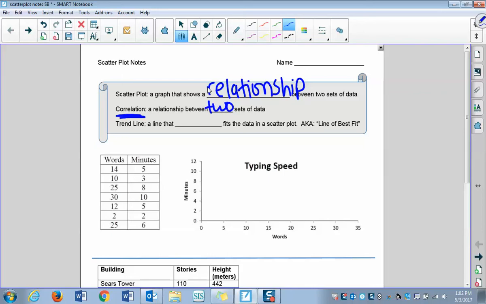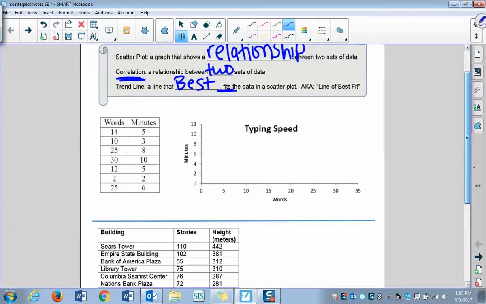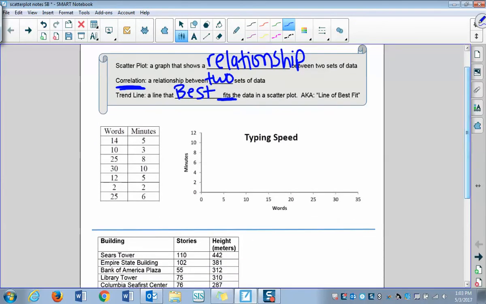With scatter plots, we have something called a trend line. That is a line that best fits the data. It can also be called a line of best fit. Okay, and we'll see that more in a minute. So right now, we're going to make a scatter plot using this data.